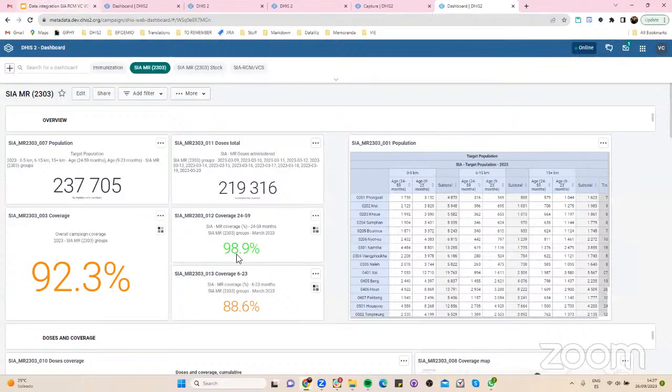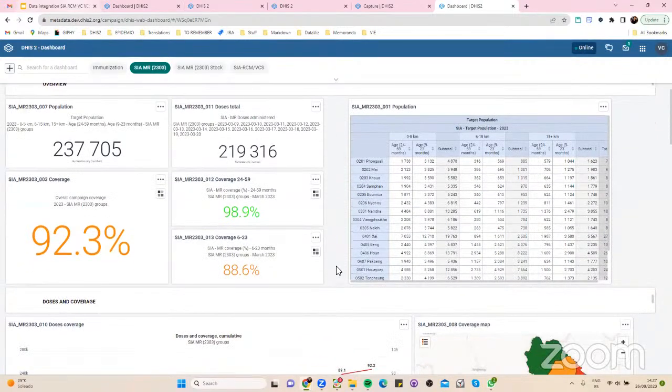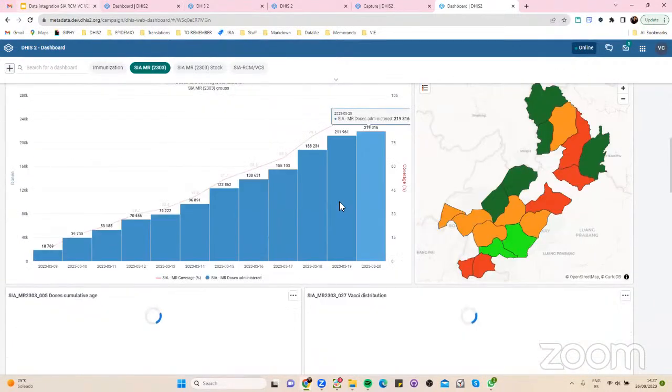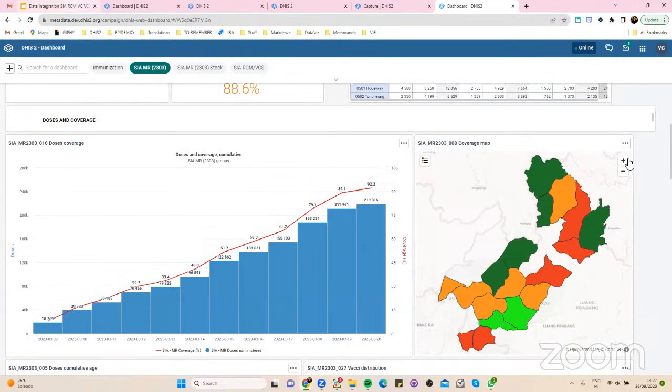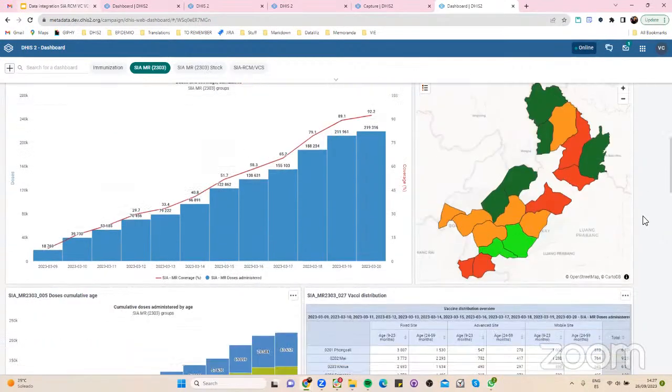So you see, for example, that the coverage for one age group was already higher than the other. So you might want to check what is going on, if there were different types of communications, if there is any kind of pattern within the community that drives this, or if it was simply a coincidence and there is nothing you can do right now. Of course, the usual coverage and the map that is always very handy.